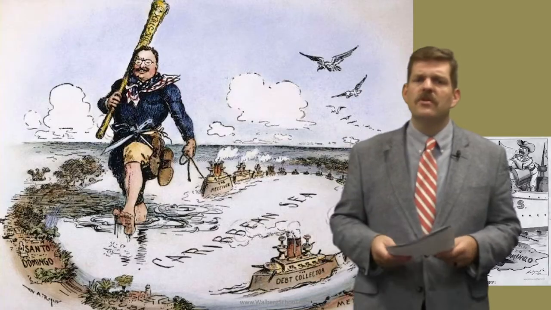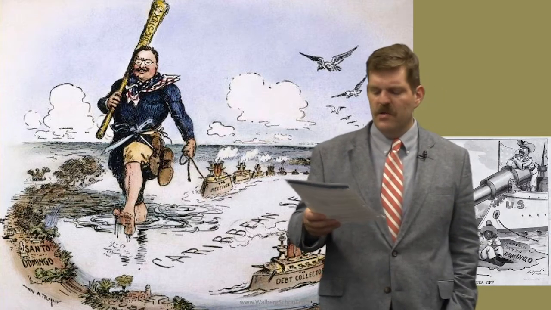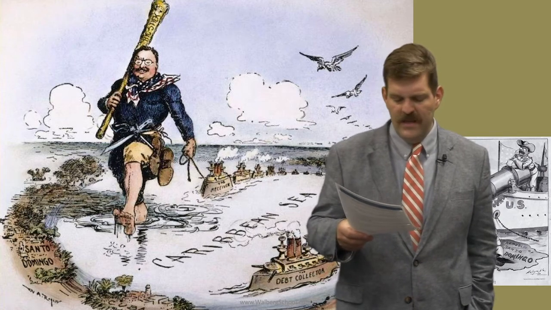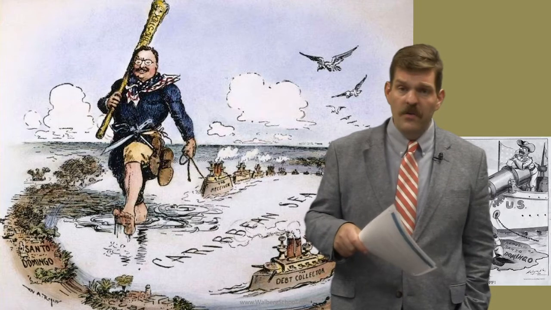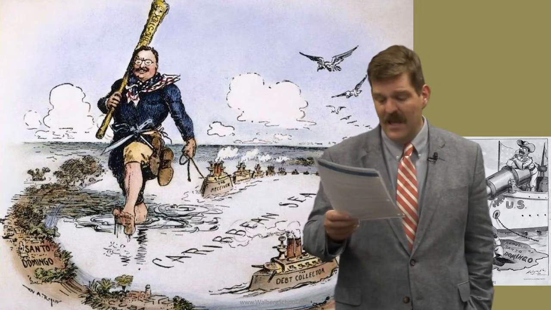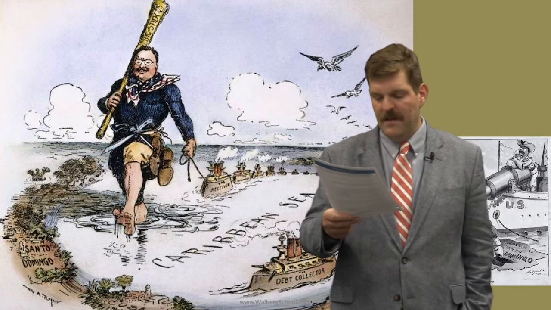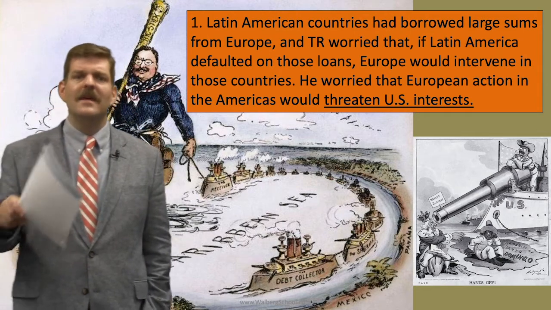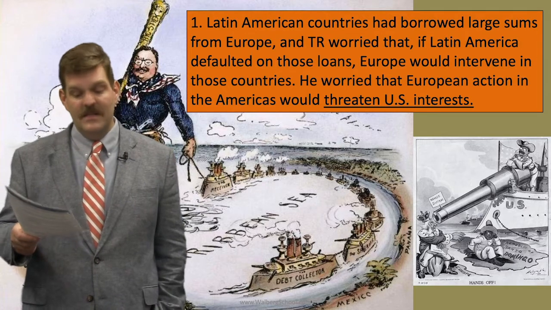This is where I want to introduce subpoint D, a term known as the Roosevelt Corollary. Latin American countries had borrowed huge amounts of money from Europe, and Teddy Roosevelt worried that if those Latin American countries defaulted on their loans and couldn't pay back their money to Europe, then Europe would call for a repossession and come knocking to reclaim that land. And Roosevelt worried that European action in the Americas, even in Latin America, would eventually threaten United States interests.